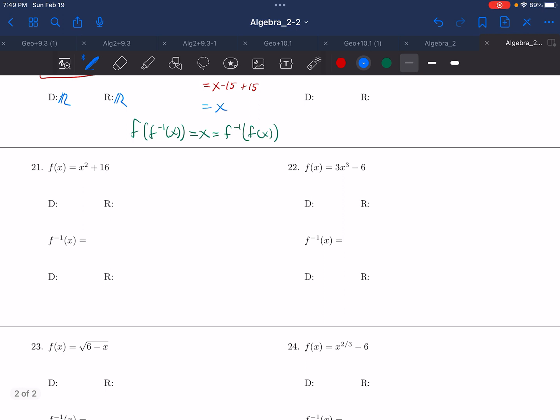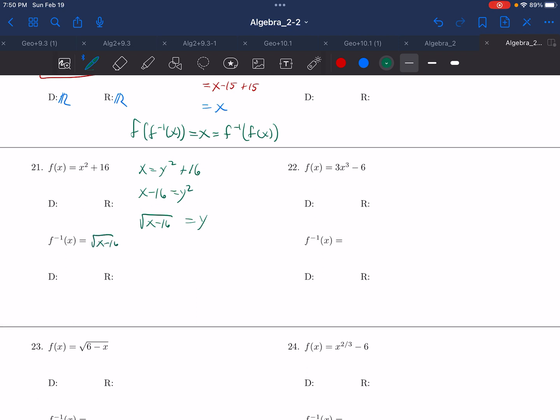We'll just do something simple like number 21 even. So I'm going to write x equals y squared plus 16. Then I'm going to say, well, x minus 16 equals y squared. So then I'm going to take the square root of x minus 16 equals y. So this is the square root of x minus 16.